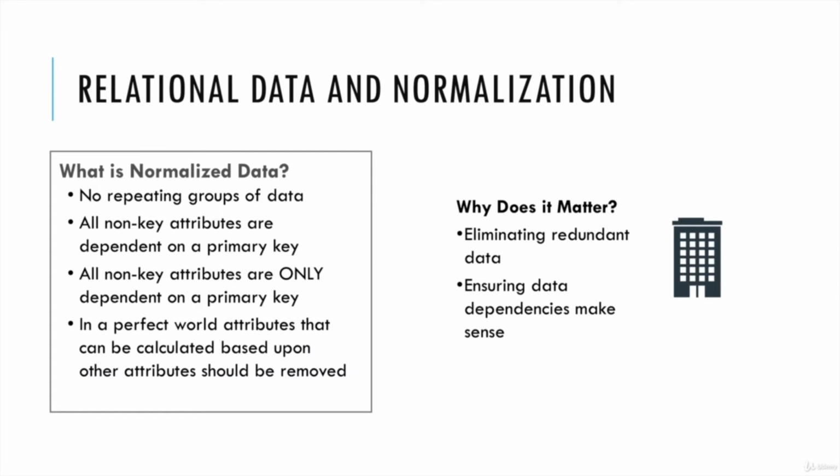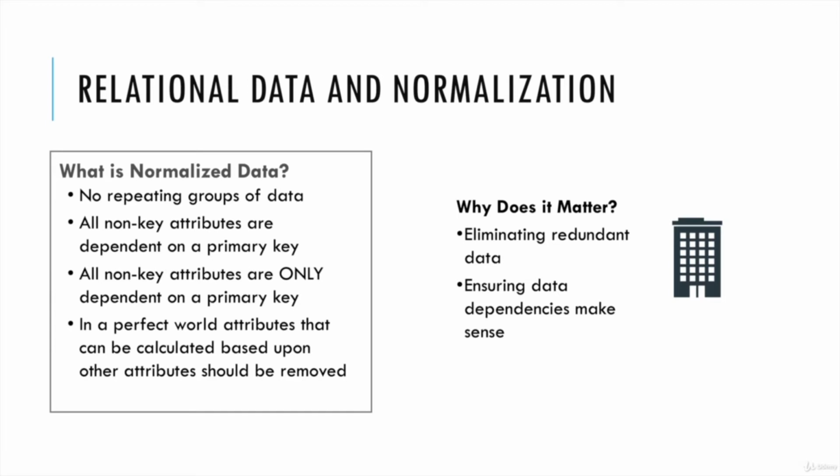Before we do that, you probably need to know what is normalized data. It's no repeating groups of data. So say you have an address book, you might not want to have the state over and over and over again, or the metropolitan statistical area. Instead, you have a key that takes you to that state table.